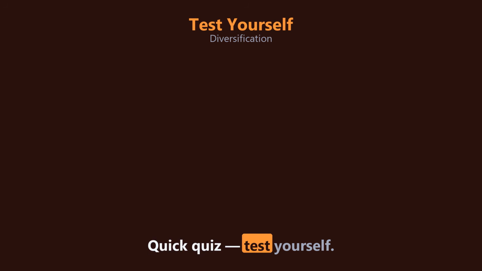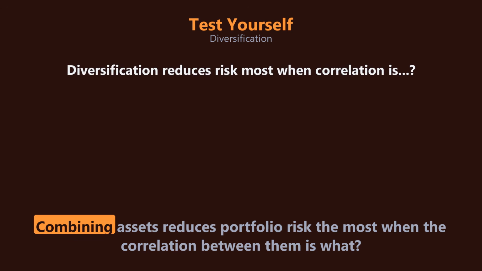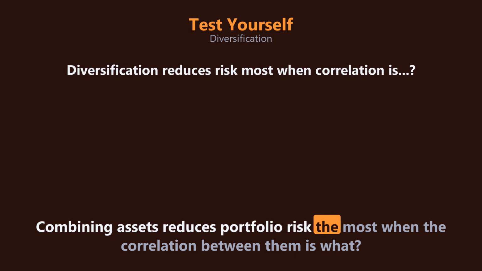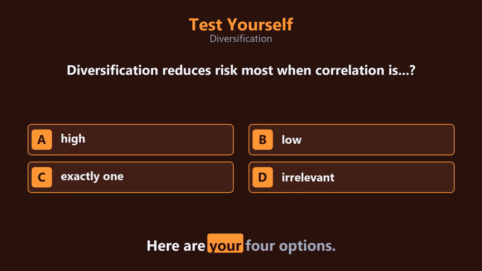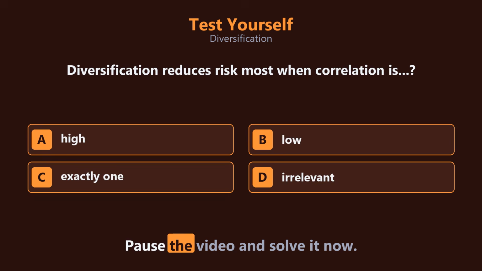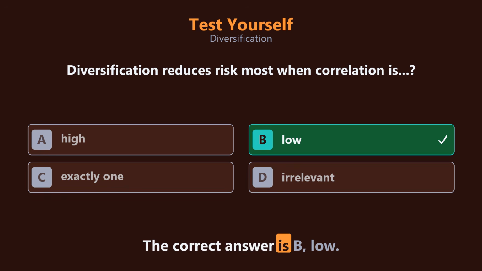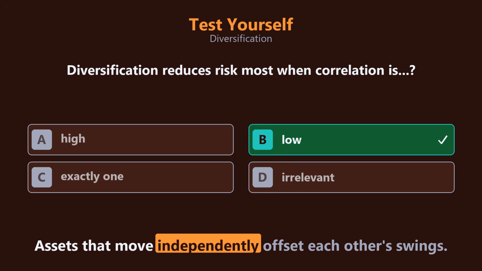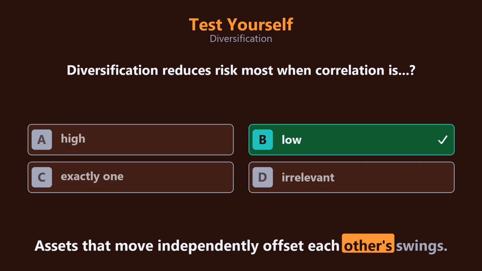Quick quiz, test yourself. Combining assets reduces portfolio risk the most when the correlation between them is what? Here are your 4 options. Pause the video and solve it now. The correct answer is B, low. Assets that move independently offset each other's swings.